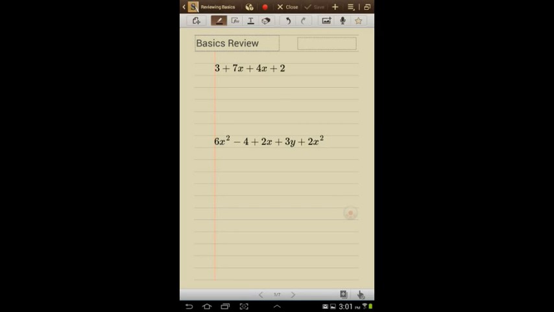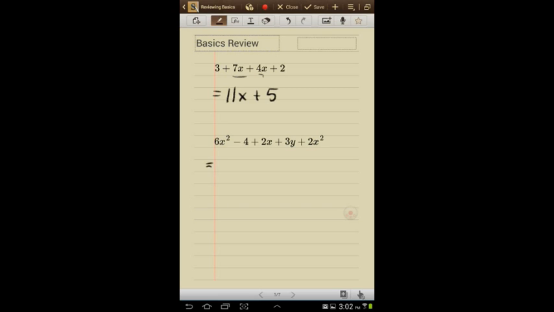These things we're going to work down. So the first one, 3 plus 7x plus 4x plus 2. Well, the x's are like. 7 plus 4 is 11x. And the 3 and the 2 go together. Those simplify to 5. 11x plus 5. Cannot go any farther. You cannot get this to be 16x. You cannot add the terms that have x's with the terms that don't.